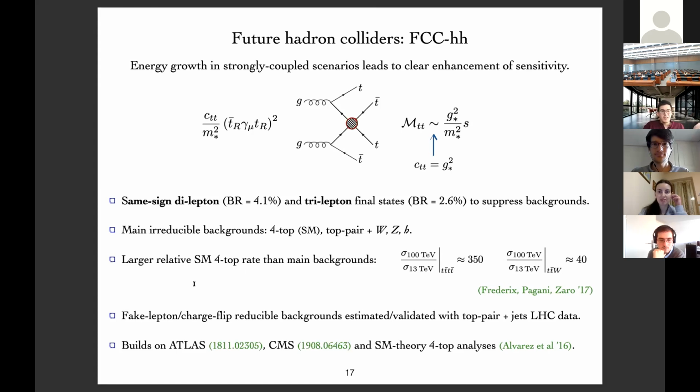So there is, of course, a significant enhancement of the Standard Model four-top production cross-section with respect to the LHC. But this is, in fact, smaller than the corresponding enhancement on the main backgrounds. For instance, shown here, the number for ttW production. Finally, we estimated or validated the main reducible backgrounds, which are fake leptons as well as charge flips, using LHC data on top pair production plus jets. So partly following previous analyses.